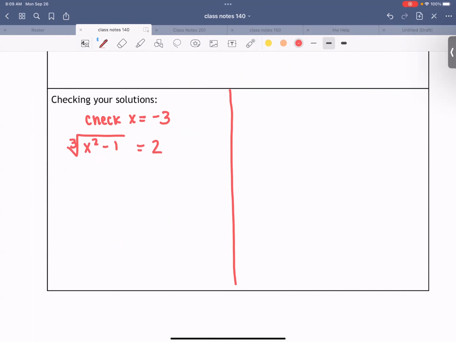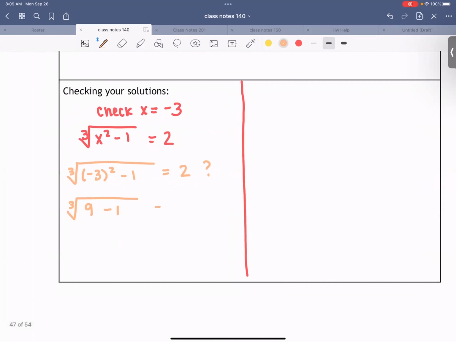Okay. Plugging in -3, just plug it in, right? So we have the third root of -3 squared minus 1 equals 2. And I'm going to put a little question mark after it because we don't know if they're equal. We just kind of set it up. Okay. Let's see, we have the third root. -3 squared is 9, minus 1 is 8. Okay, and then we have the third root of 8 equals 2 question mark.